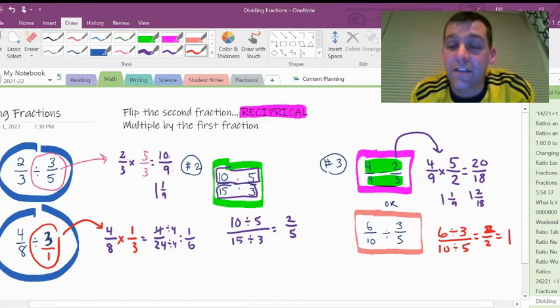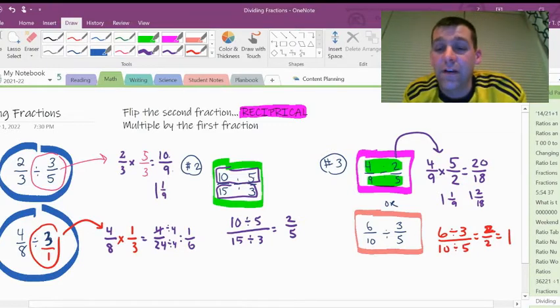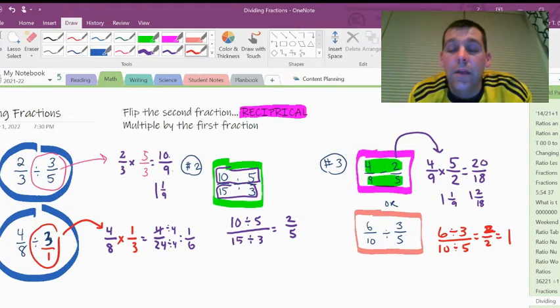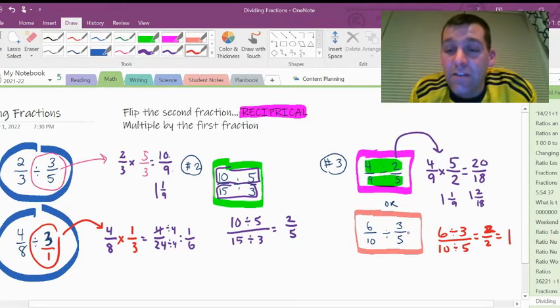So here, if I had 6/10 and divided it into 3/5, or divided how many 3/5 fit in there, 1 whole would fit in there, which does make a lot of sense if you think about this. If I multiplied both by 2, if I did 3/5, I'd have 1/2.